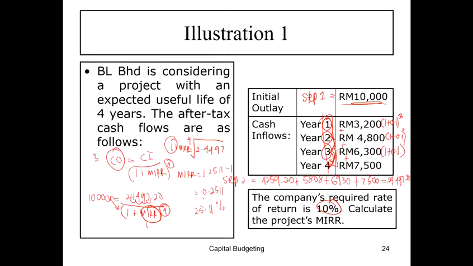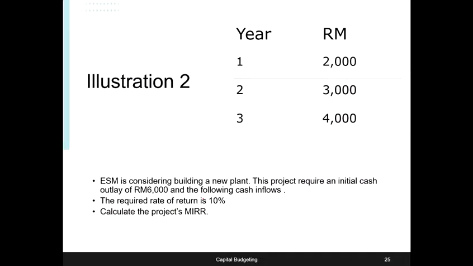B. Elberhard to accept the project. Like that. Now let's go to illustration 2. Okay, so illustration 2. ESM is considering building a new plant. This project requires an initial cash outlay of 6,000. So this will be the step 1. Step 1, 6,000. Okay. And the following cash inflow. The required rate of return is 10%.